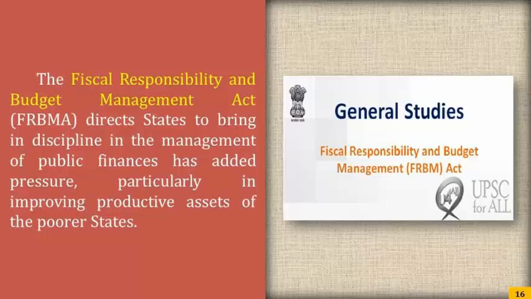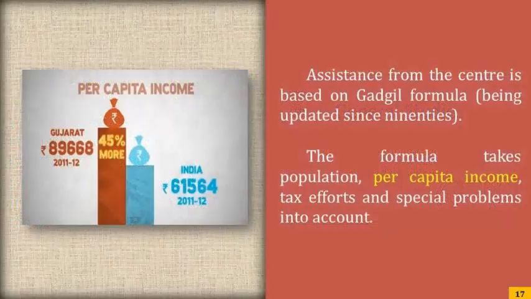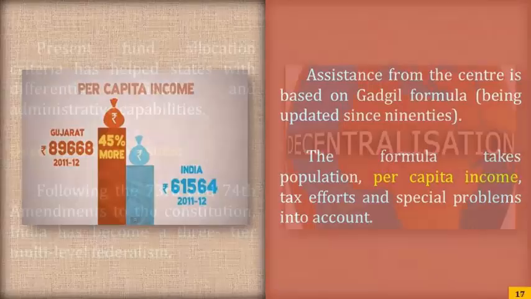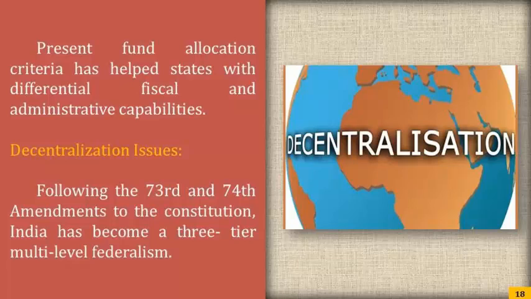The Fiscal Responsibility and Budget Management Act, FRBMA, directs states to bring in discipline in the management of public finances and has added pressure, particularly in improving productive assets of the poorer states. Assistance from the center is based on the Gadgil formula, being updated since the 90s. The formula takes population, per capita income, tax efforts, and special problems into account. Present fund allocation criteria has helped states with differential fiscal and administrative capabilities.